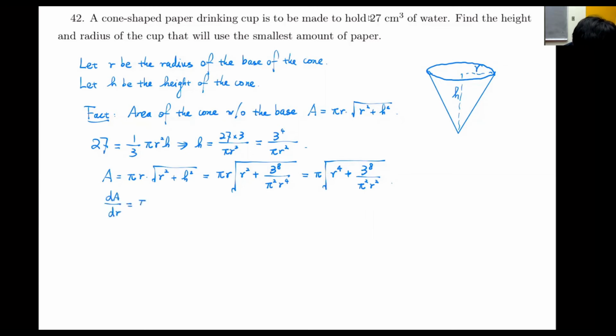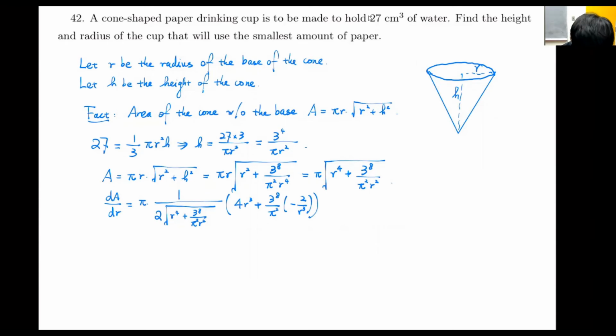So this is going to be pi as the constant in the front. Then using the chain rule, I will need to deal with 2 times root of r to the 4th plus 3 to the 8th divided by pi squared r squared. Then I need to use the chain rule to get the derivative of the function inside. That will be 4r cubed plus 3 to the 8th divided by pi squared, which is the constant, and then the derivative of 1 over r squared, that will be minus 2 over r cubed. All right, so this is going to be the derivative of A versus r.